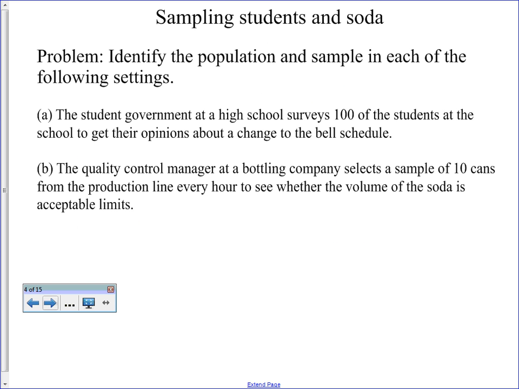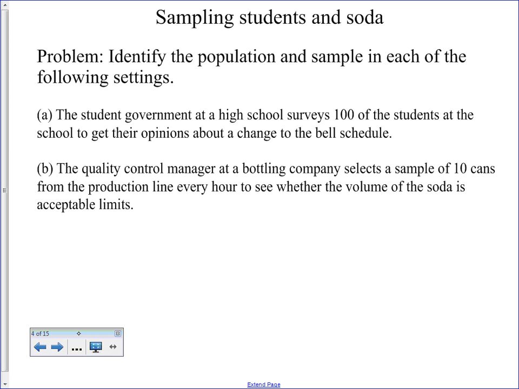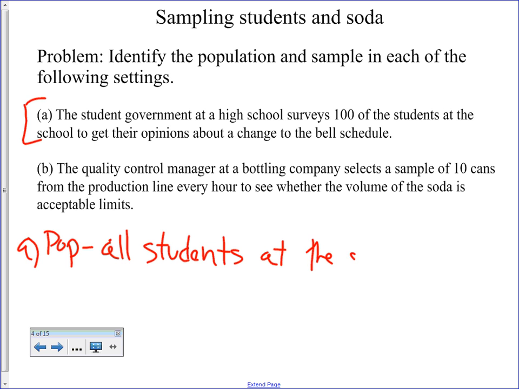So what we need to do is identify the sample and the population in a group. So let's look at A. The student government at a high school surveys 100 of the students at the school to get opinions about a change to their bell schedule. So what is the population? Well, for A, the population is all students at the school. Just at that school, because we only selected from that school. We can't say anything about high school students in general, just at that one high school. And the sample is the 100 students surveyed.